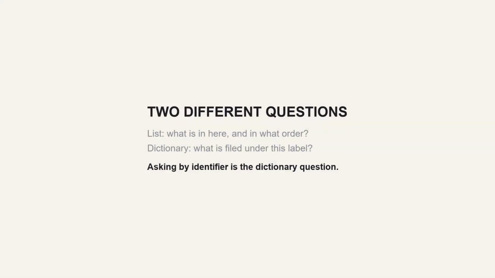So the rule of thumb is not that dictionaries are faster than lists. It is that they answer a different question. A list answers what is in here and in what order. A dictionary answers what is filed under this label. When your code keeps asking for one particular item by something that identifies it, you are asking the dictionary question, and a list will answer it, slowly, every single time.